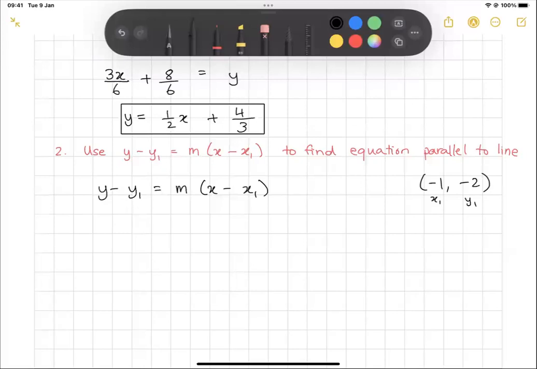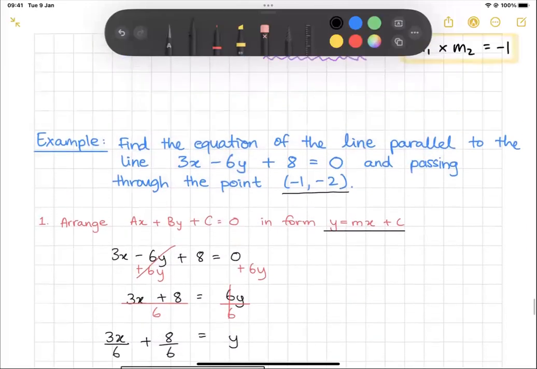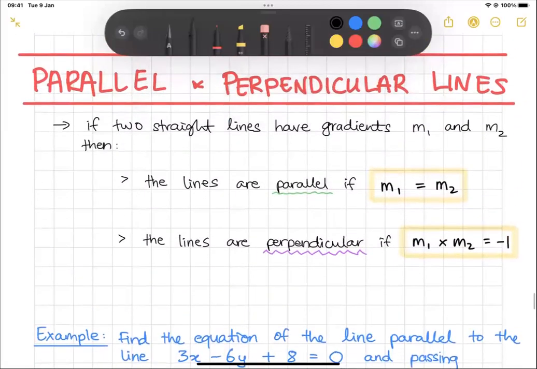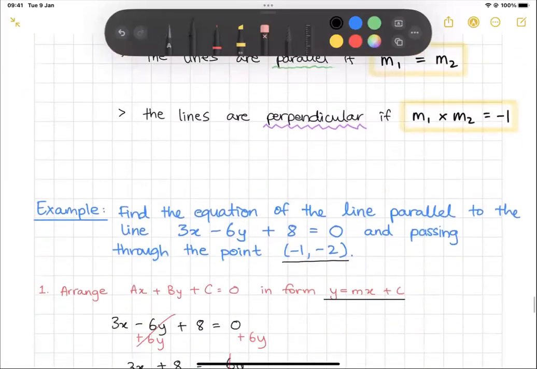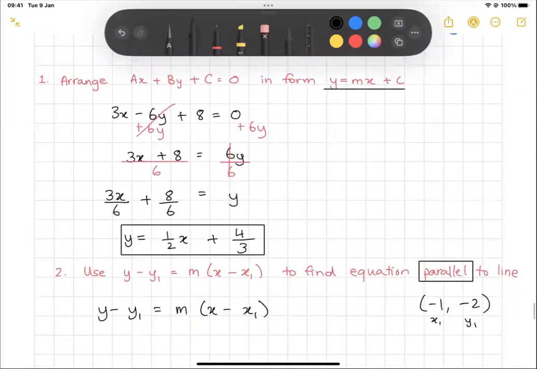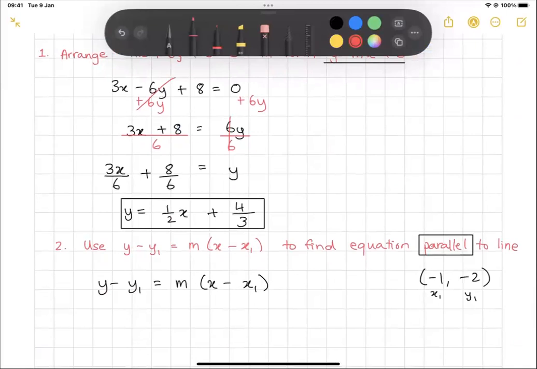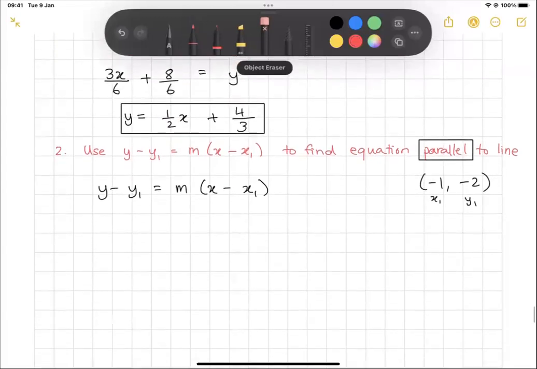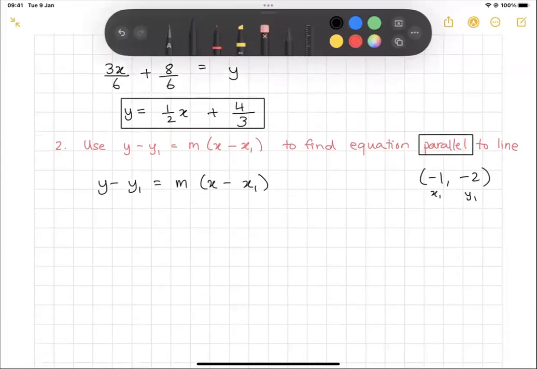My gradient is, because I'm trying to find the line that is parallel to the line, I said from my notes that for it to be parallel, my gradient must be the same. So in the first line, 3x minus 6y plus 8, my gradient was a positive half. So I'm going to sub in my gradient first. For it to be parallel, it must be the exact same gradient, which is half.